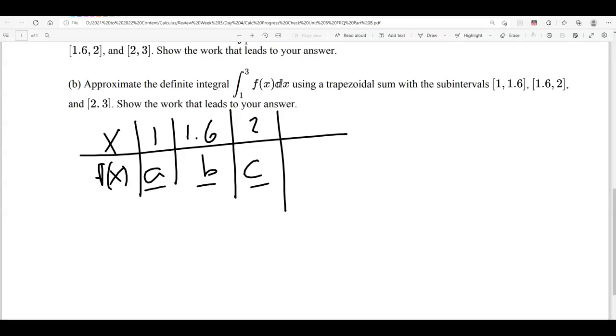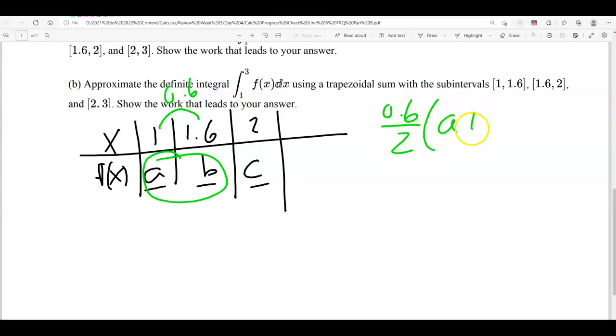These two numbers here would comprise a base of one trapezoid, or two bases, I should say, of one trapezoid, and the distance from here to here would comprise the height of that trapezoid. And so the formula for that first trapezoid will be the height cut in half times the sum of the bases.